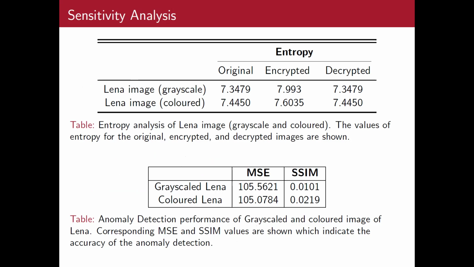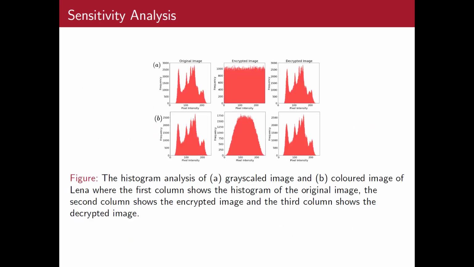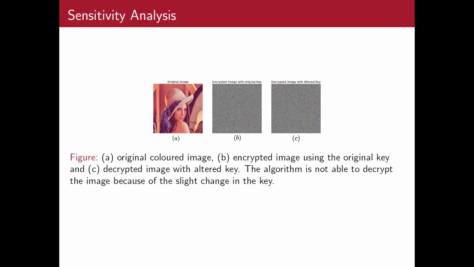These are the values we got for entropy analysis of Lena, both grayscale and colored, and also the anomaly detection. Here we calculated the MSE and SSIM for both grayscale and colored image of the Lena. This is a histogram analysis of the grayscale image and colored image. And this is the key sensitivity analysis. The algorithm is not able to decrypt the image because of a slight change in the key.